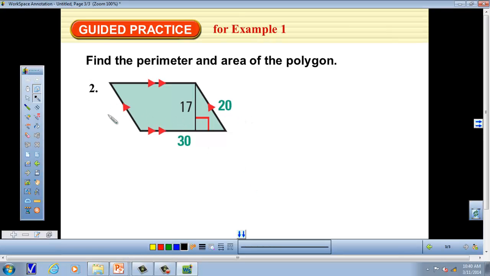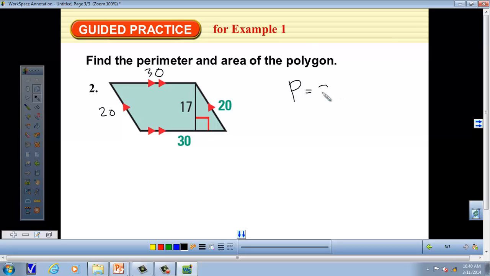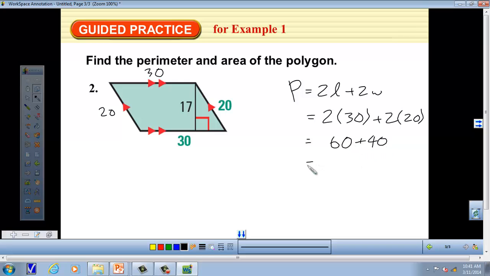parallelogram. Remember, opposite sides are congruent, so this is 20 as well, and this is 30. If we want to find the perimeter, we can actually say 2 times the length plus 2 times the width. So in this case, it would be 2 times 30 is our length, and 2 times 20 is our width. That gives us 60 plus 40, or 100 units.